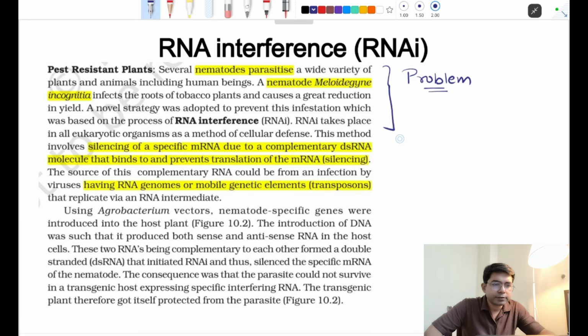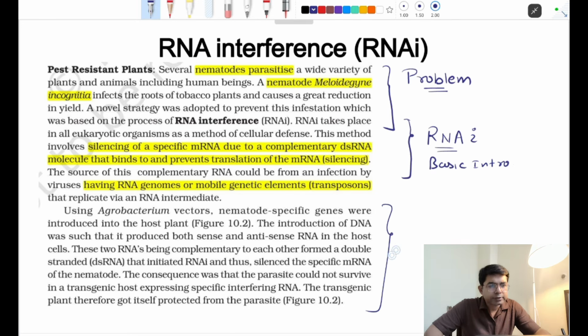Then in the next few lines, it says how this problem will be solved. It says that RNA interference is the solution for this, and here they have given some basic introduction of RNA interference. Then in the last part, they have explained in detail the exact mechanism of how nematodes are targeted. So we will see all these three headings: first, the problem; second, the basic introduction; and then how to target the nematodes.